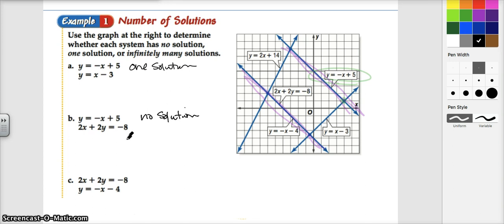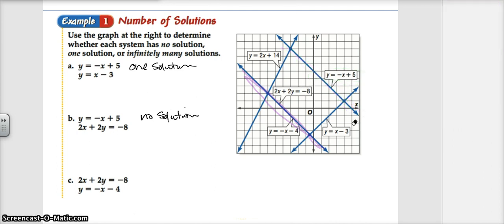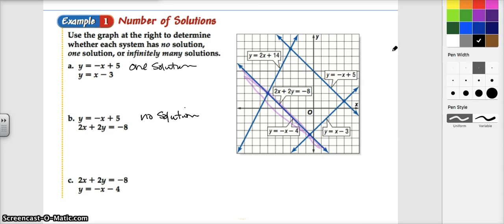Finally, we've got the same 2x plus 2y is equal to negative 8, and we're going to look at y is equal to negative x minus 4, which is the same line. So we have infinitely many solutions because every point is a solution, since it's the same exact line, and we know that it is consistent but dependent.